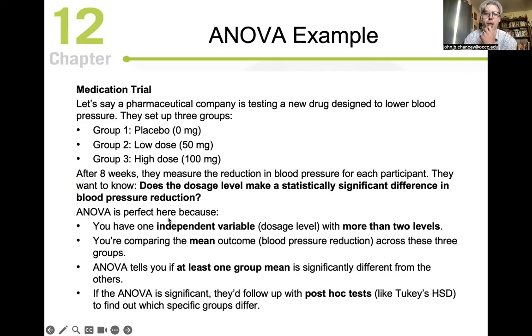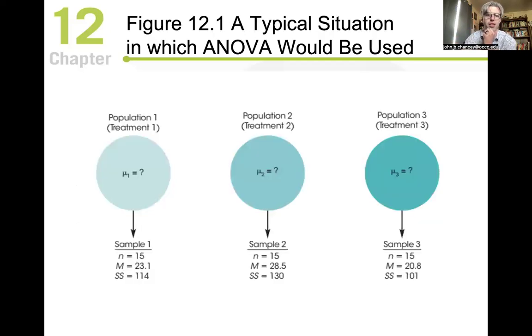And so ANOVA is really appropriate here. We have our one independent variable, which is dosage level. That's what we're manipulating. And we do have more than two levels: placebo, low, and high. And we're comparing the mean outcome, in this case blood pressure reduction, across all three groups. The ANOVA will tell you if at least one group mean is significantly different from the others. And if so, we then conduct these post hoc tests, like the Tukey's that we'll talk about later on, and figure out where the specific differences are.